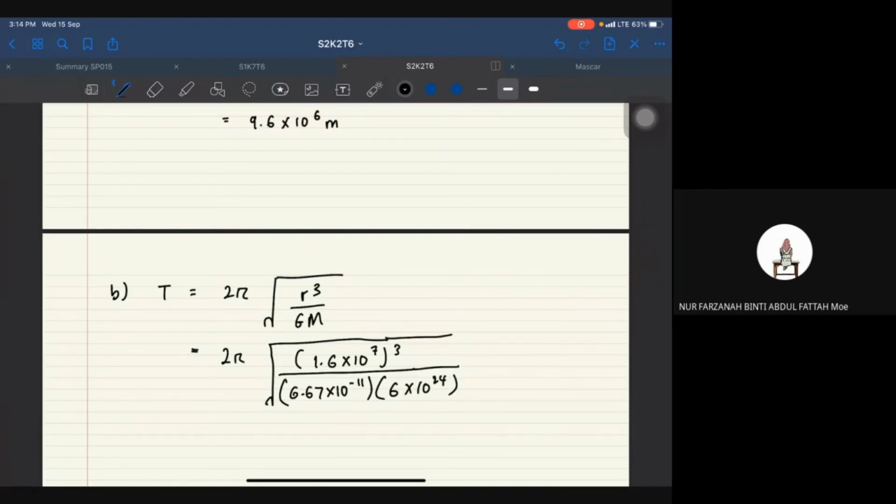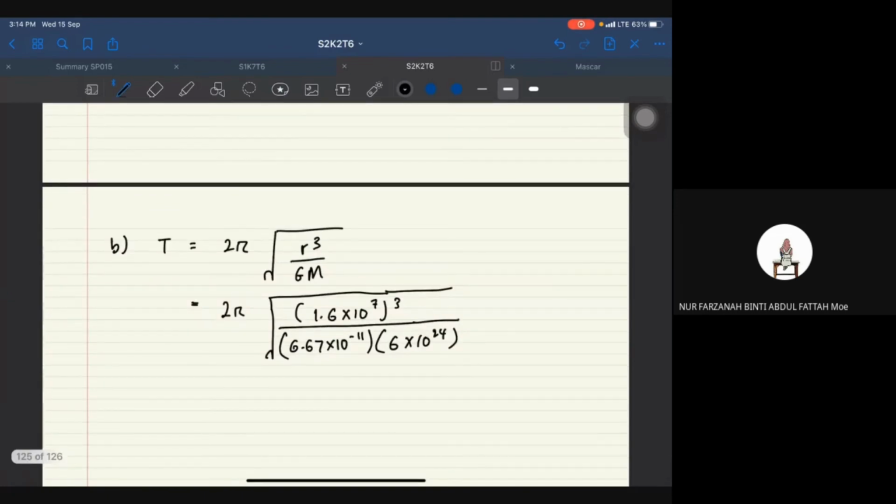Okay, do it together, otherwise you might get sleepy. We have 1.6 to the power of 7 to the power of 3 divided by 6.67 times 10 to the power of negative 11 times 6 times 10 to the power of positive 24, square root. Don't forget to multiply by 2 pi. 0.01, correct?